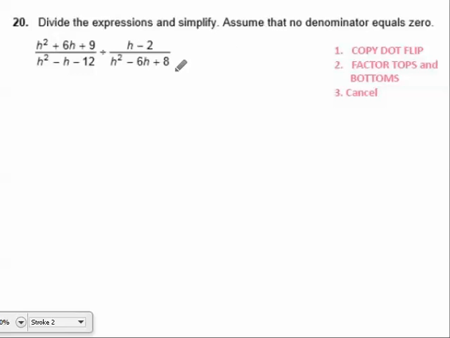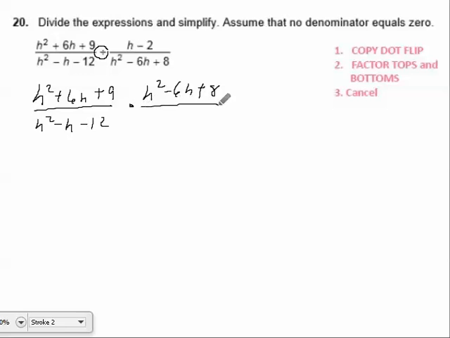Okay, this one, we're dividing. And when we're dividing polynomials like this, the first thing we do is flip it over and rewrite it. Okay, so h squared plus 6h plus 9 divided by h squared minus h minus 12, times h squared minus 6h plus 8 divided by h minus 2. Well, now we need to factor the top and the bottom of both of them.